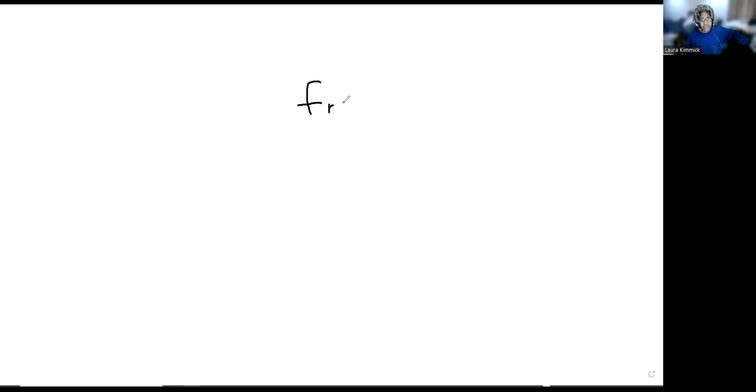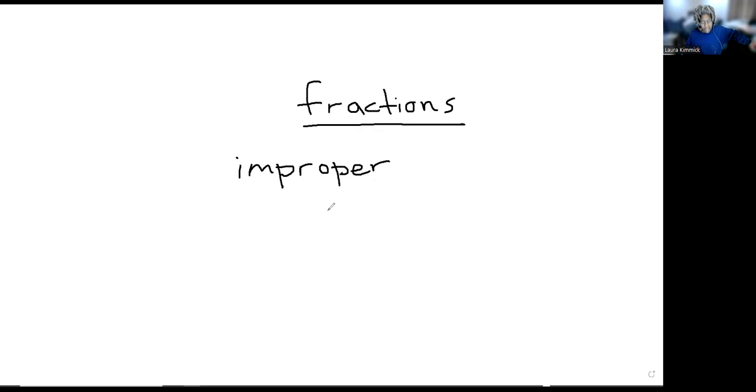And with the fractions, there's improper, where the numerator is greater than the denominator. So the 9 is greater than 4. I'm gonna put 9/4, or like this.